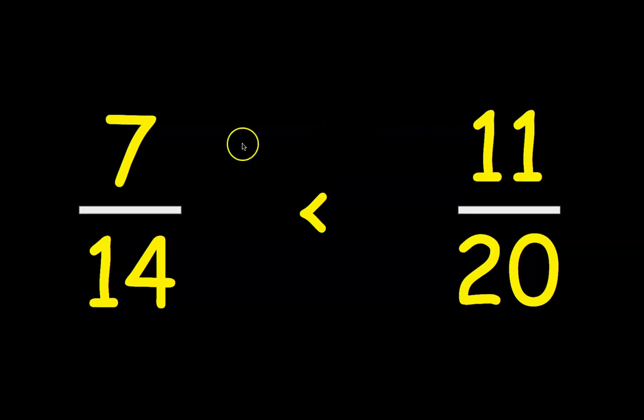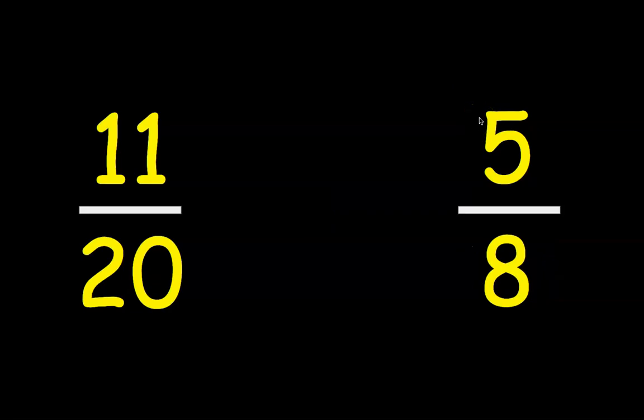This one equals a half. This one's bigger than a half. So therefore, that one must be bigger. Right, 11/20, 5/8. Pause and think about that one.